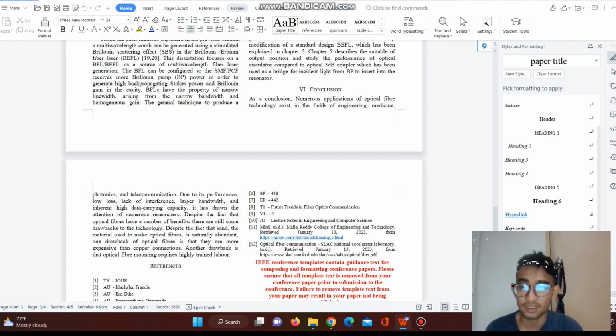Despite the fact that optical fibers have a number of benefits, there are still some drawbacks to the technology. And despite the fact that sand, the material used to make optical fibers, is naturally abundant, one drawback of optical fiber is that it is more expensive than copper connections. Another drawback is that optical fiber mounting requires highly trained labor.